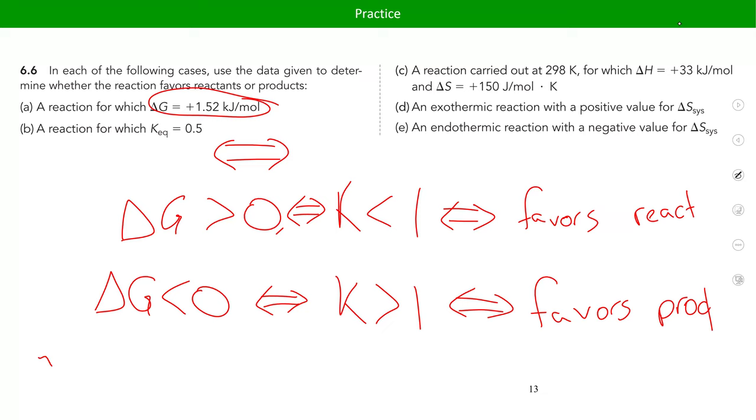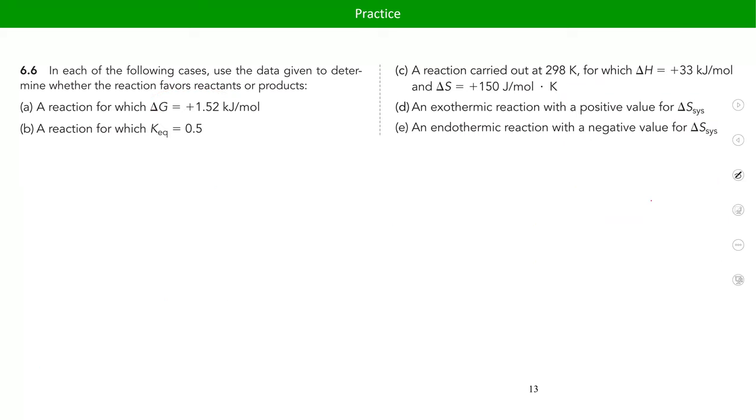We're at 298 Kelvin. Delta H is plus 33 kilojoules per mole, and delta S is plus 150 joules per mole Kelvin. We've got to do the math, because delta S favors spontaneity, but delta H favors non-spontaneity. But those two numbers are bigger than that number no matter what, so it's always going to be negative, isn't it? Oh, no.